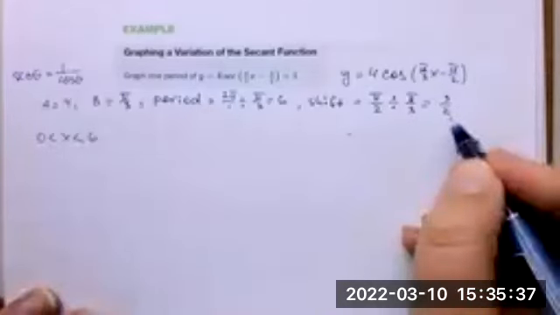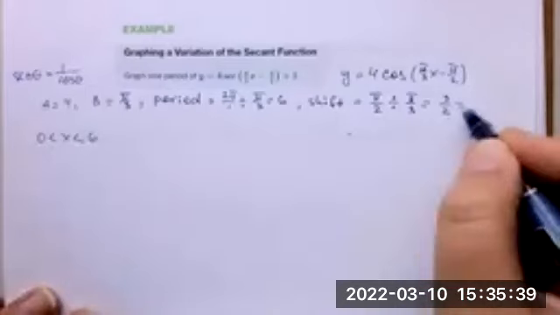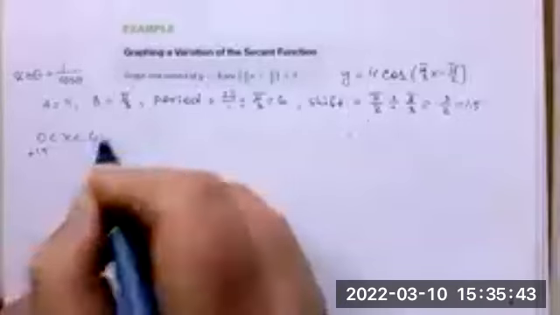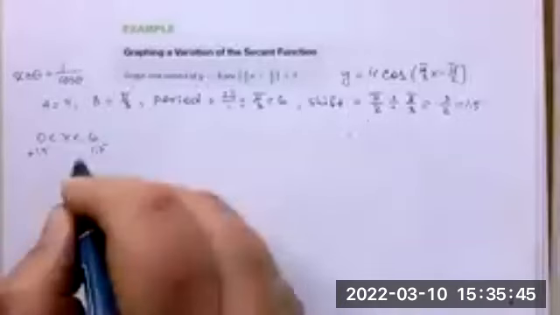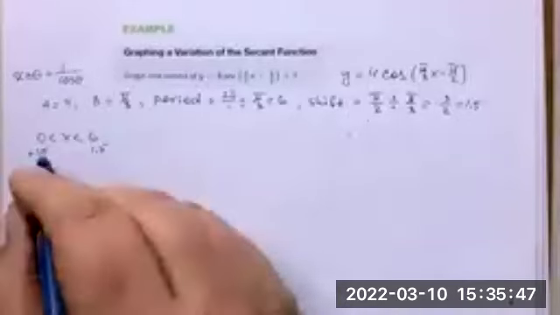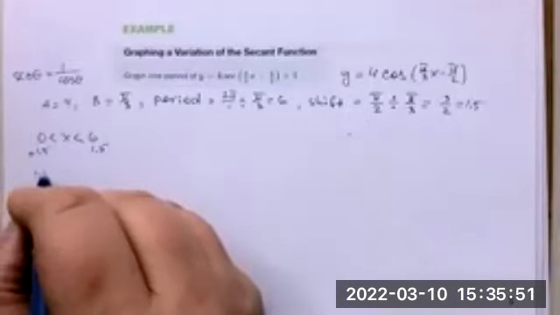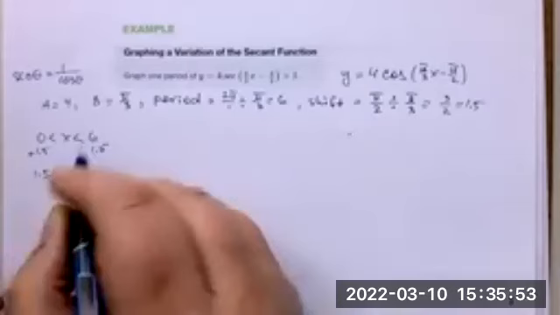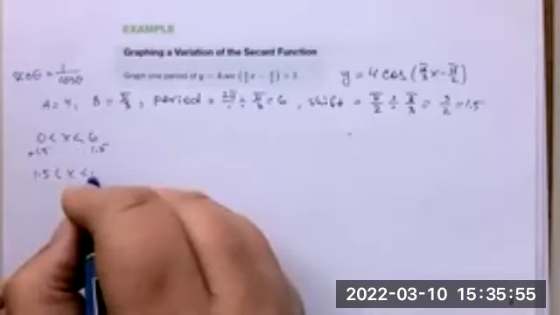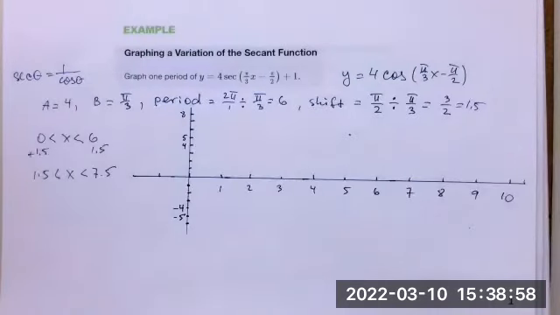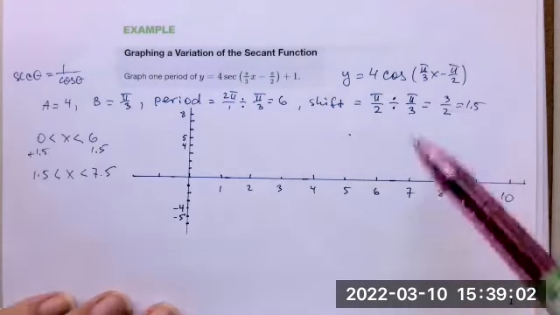And 3/2 is 1.5. So we're going to add 1.5 on both sides, the beginning and the end of the period. So we have the period from 1.5 to 7.5. Let's graph this cosine function.